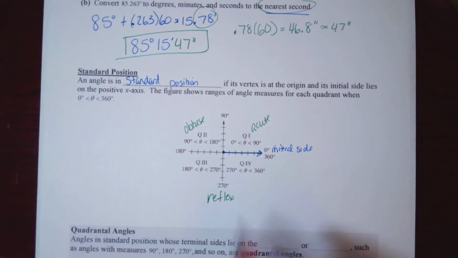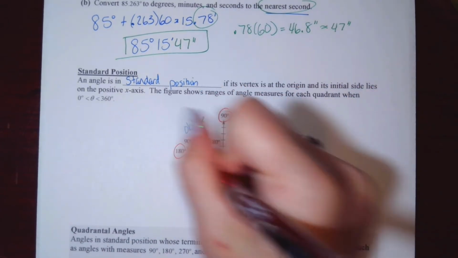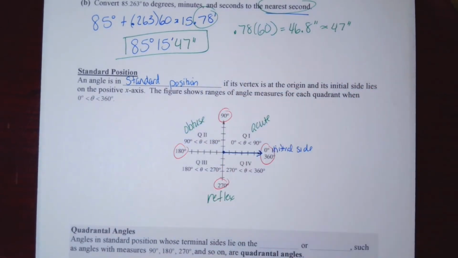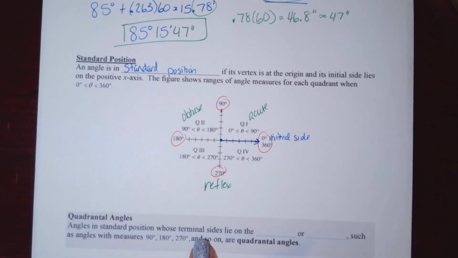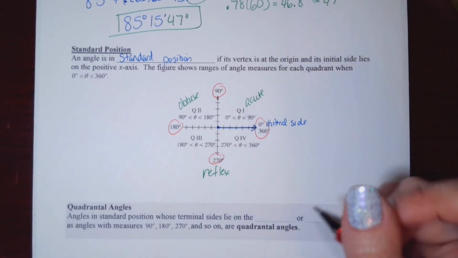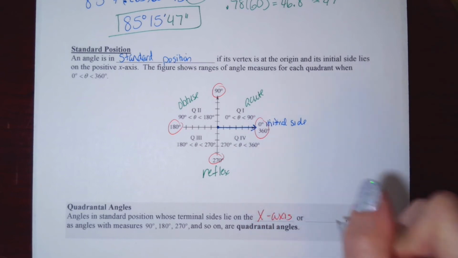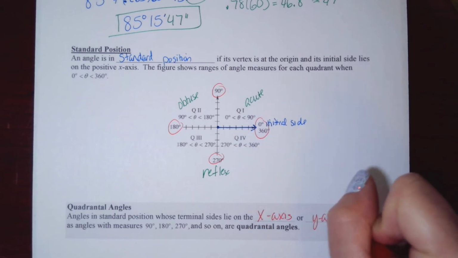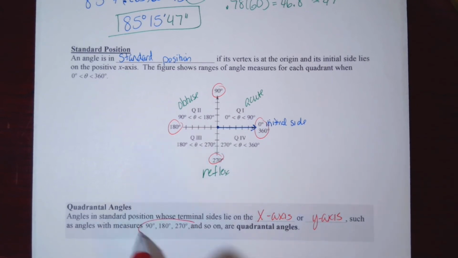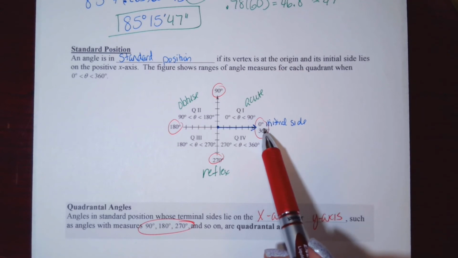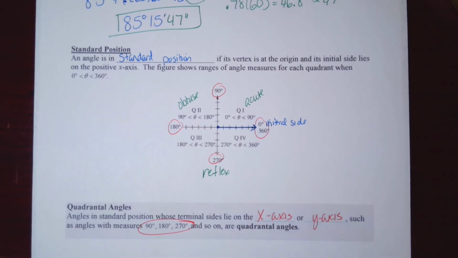My quadrantal angles are angles in standard position whose terminal side lies on the x or y axis. So those are my first three quadrantal angles. Well, 0 would really be first. Okay. Let's look at the next page.